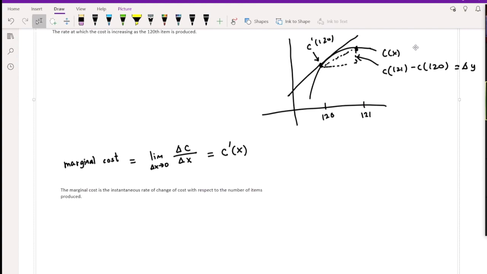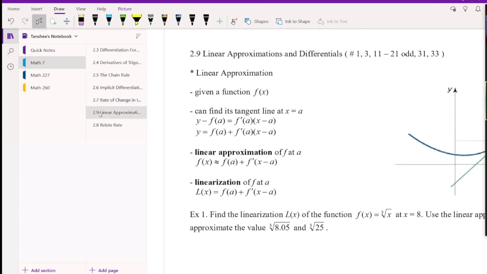Any questions? All right. If you don't have any questions, then take about a 6-minute break, and then we're going to go into 2.9, which is linear approximations.